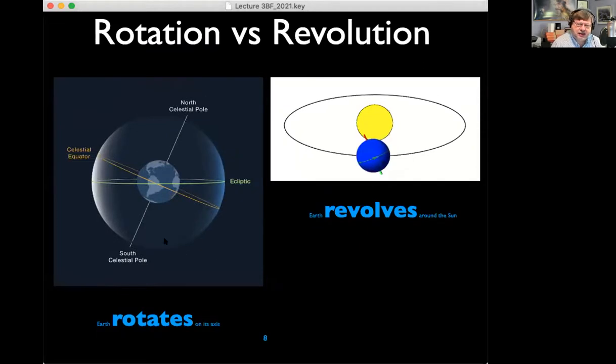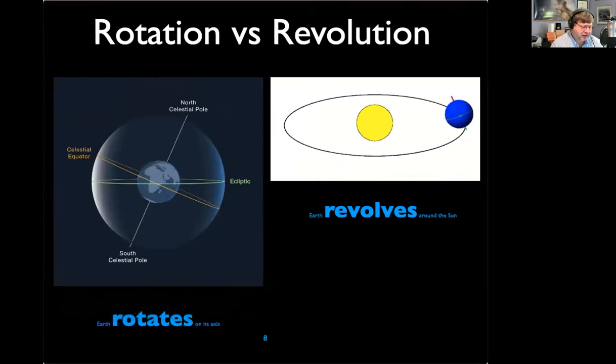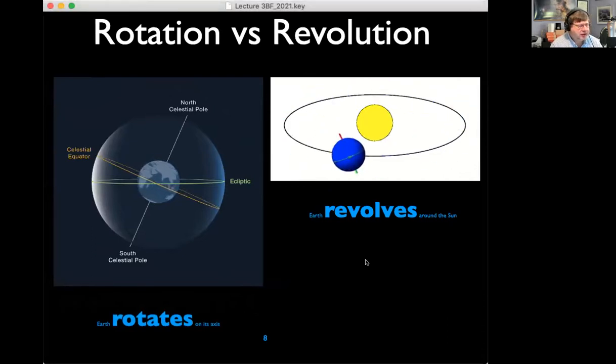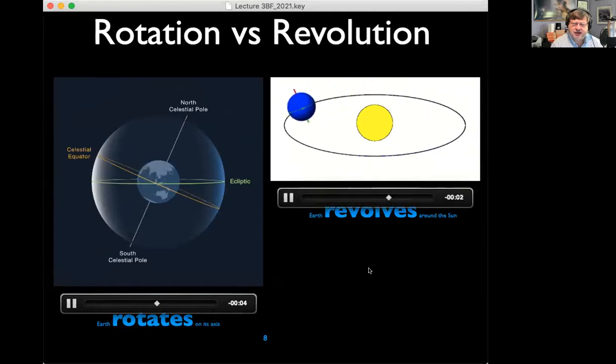This is just terminology. The Earth rotates on its axis. It revolves around the sun, okay? And those are just the way that we will use the terms in this course. Sometimes people use those terms differently, but this is the way we'll use it in this course. The Earth rotates around its axis and it revolves around the sun.